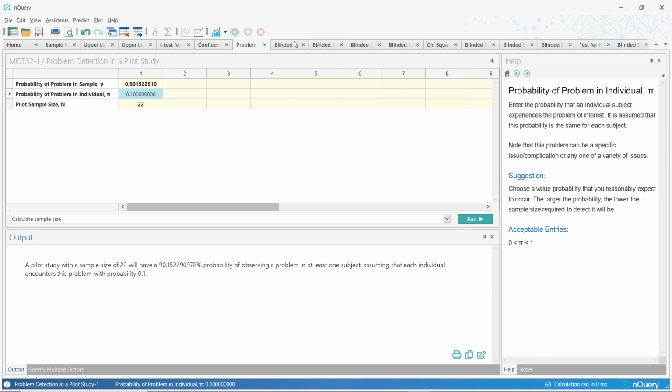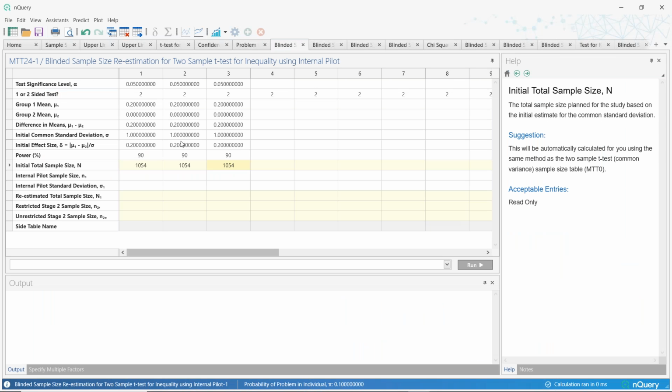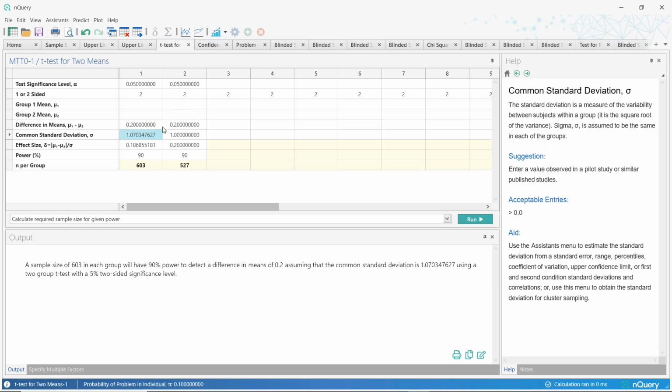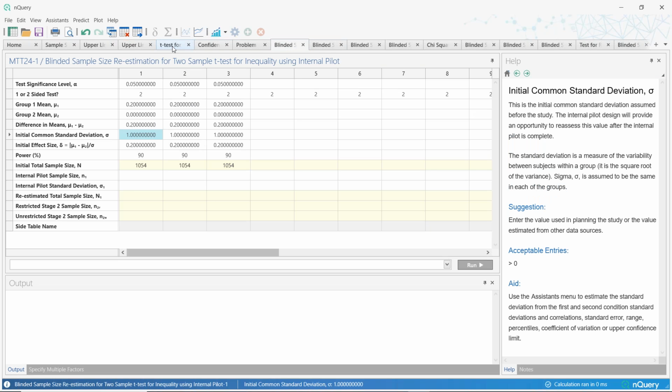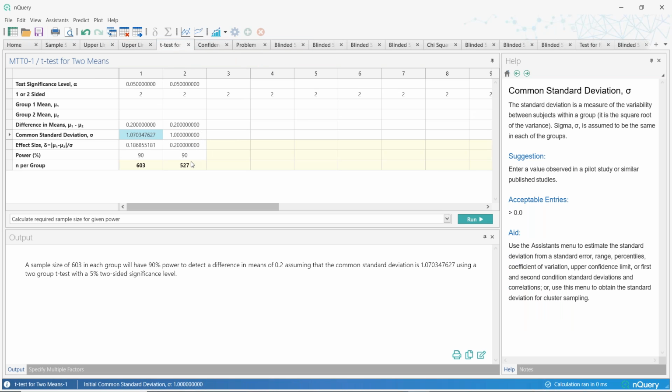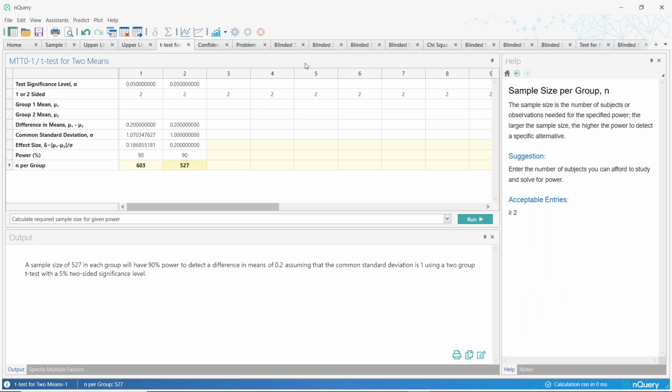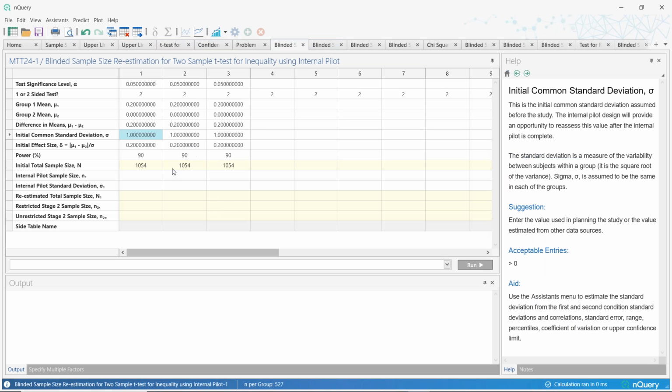And so if we go to this table here, blinded SSR, I've done a little bit of prep work here. These values are more or less the same as what we saw in a lot of calculations up to this point. In this case, we're actually going to use the original standard deviation assumption of 1, which obviously gives this sample size of 527 per group, or obviously 1054 if we double that for the total sample size.